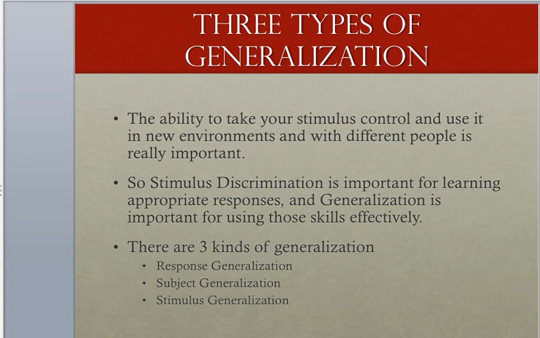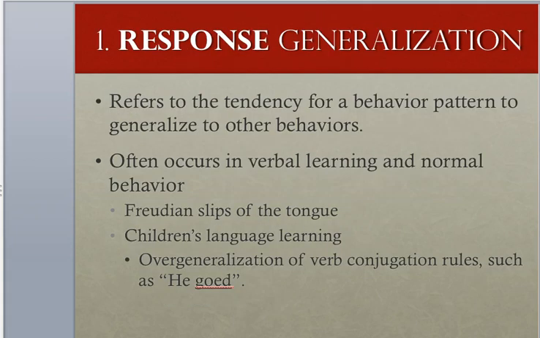There's response generalization, subject generalization, and stimulus generalization, and I'm going to talk about each one of these. So the first one is response generalization, and it refers to the tendency for a behavior pattern to generalize to other behaviors. So we have one behavior, and it applies to other behaviors.